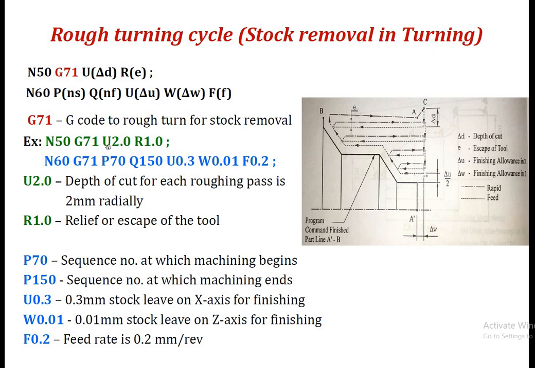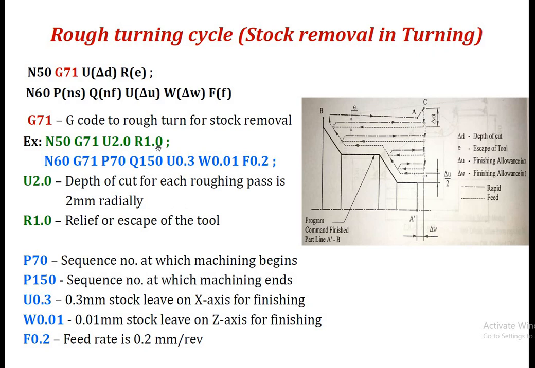U 2.0. This U indicates the depth of cut for each roughing pass. In this rough turning cycle, a number of passes are there. For each pass, the depth of cut is defined by this word, U. In this example, I have taken U 2.0. So the meaning of this is the depth of cut for each pass. So these are the passes, and the depth of cut for each pass is 2 mm.